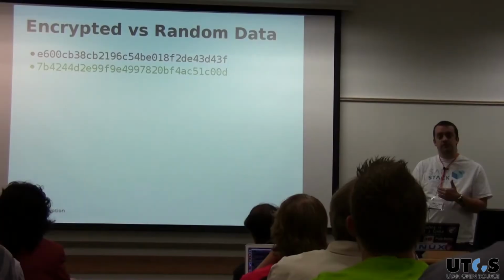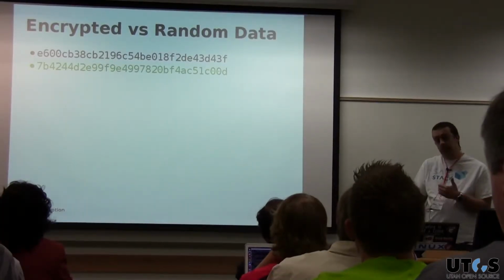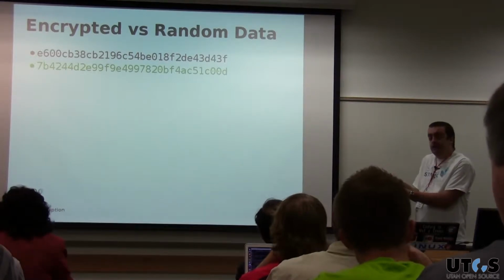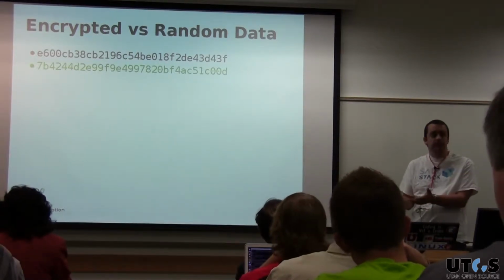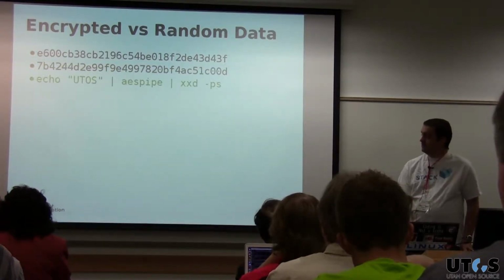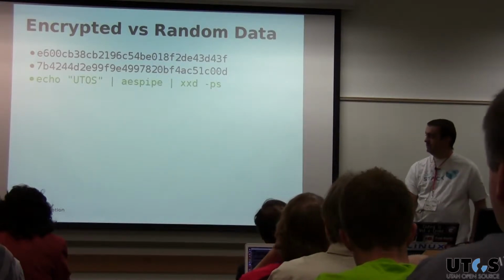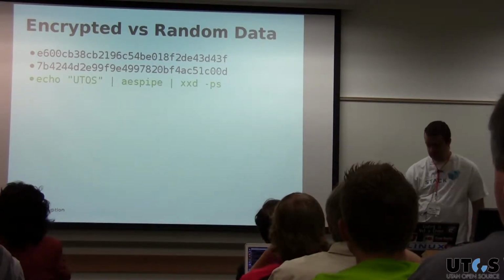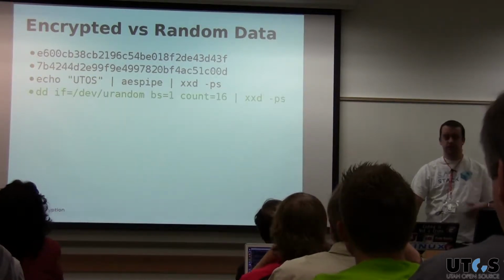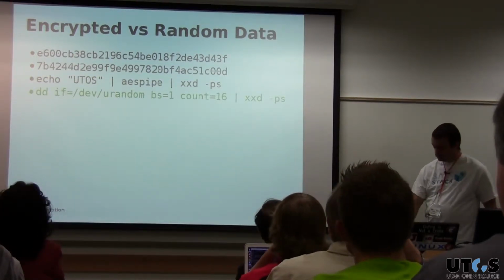Now we might be able to take the strings and do some analysis on them. We might be able to figure that out. But the goal is that encrypted data should appear to be random data. That's what we want, right? In this case, the first string was echo UTOSC. I piped it to AES and then converted that binary to characters. And the second string was some WRAMs.